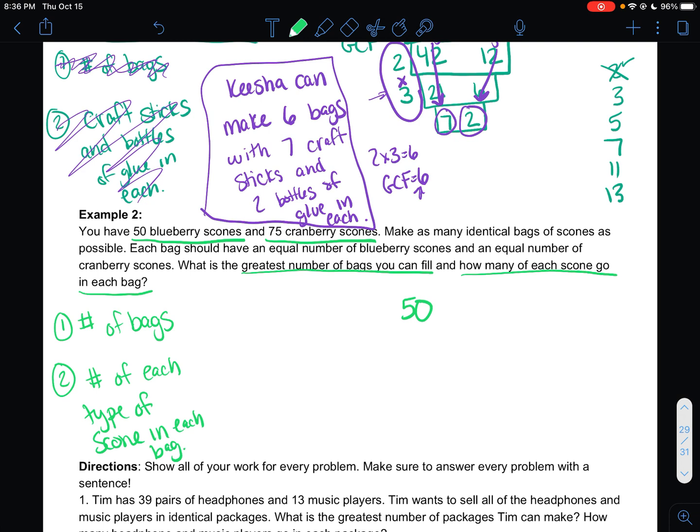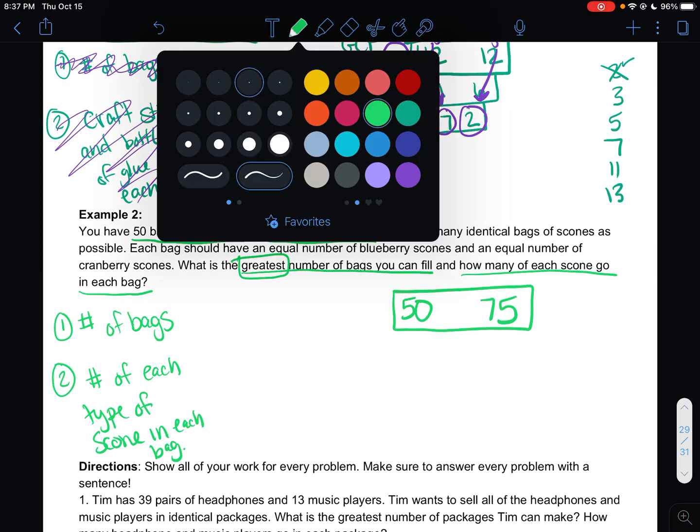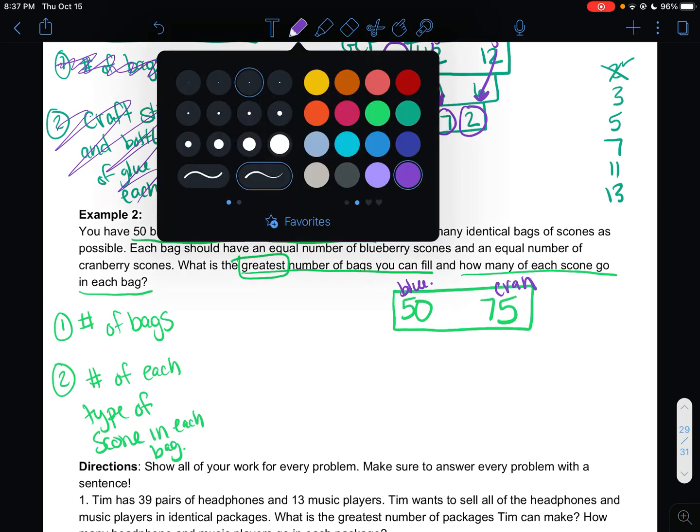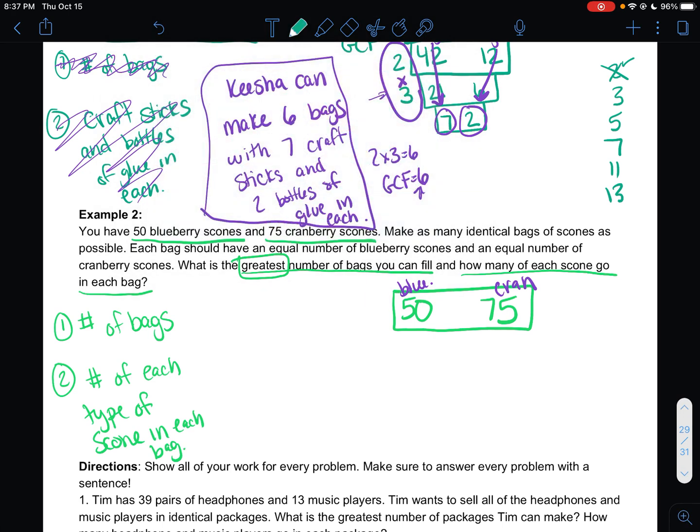So 50 and 75. So we're looking for the greatest number of bags. So once again, we need to find the greatest number that 50 and 75 can both be divided into, or the greatest common factor. So I'm going to do the cake once again because it is the easiest method for me. If you like a different one, go for it. So 50 would be blueberry, and then 75 is the cranberry scones. And then you just want to go through your prime numbers. So 2, 3, 5, 7, 11, 13.